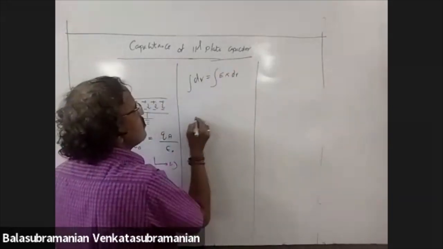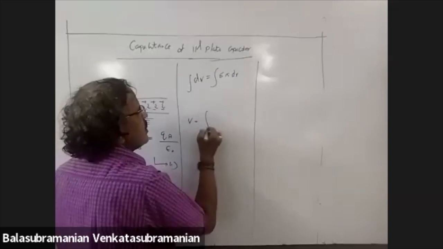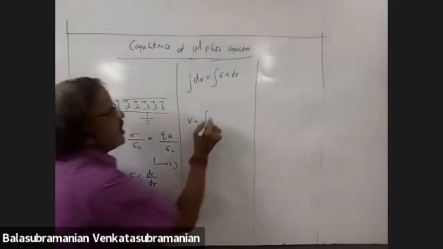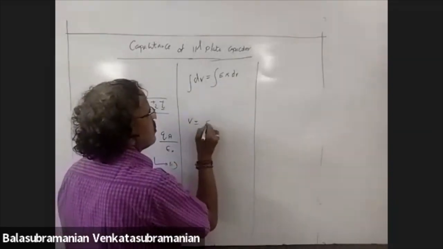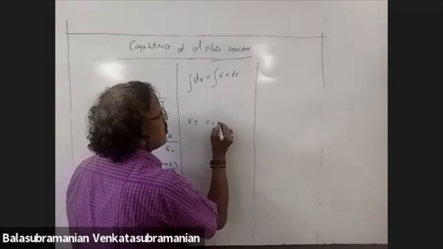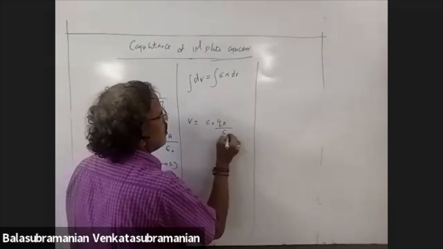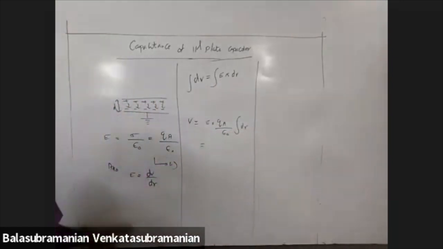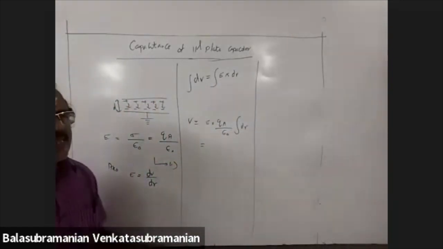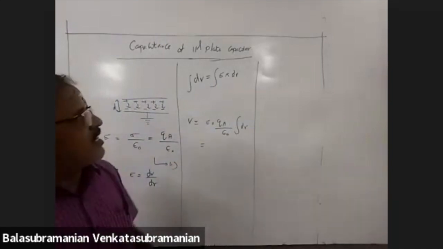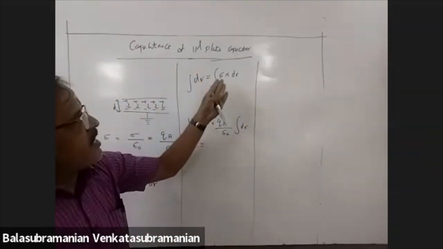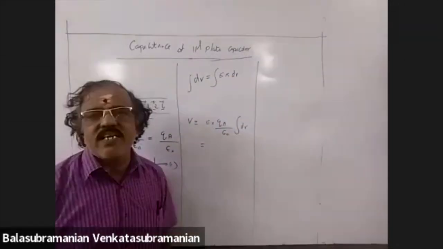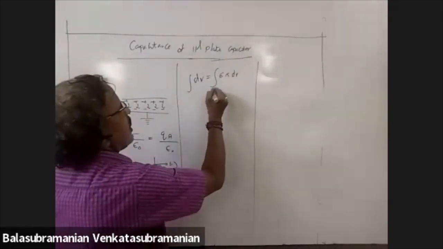Integrate. V is equal to the integral of E dr. What is E? Q by A epsilon naught. Take it out. Integral dr is nothing but r. Sir, in this case, we have to integrate. We have taken E outside. Integral dr is r. But what is the limit of integration? 0 to d.